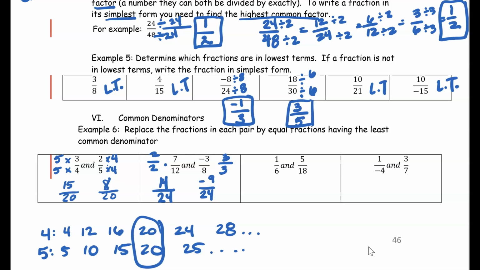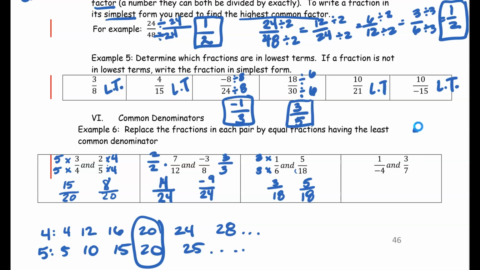Let's do 1/6 and 5/18. So this one, 18 is actually a common multiple. So you can leave this one alone and just multiply this one by 3 and 3. So 3 times 1 is 3. 3 times 6 is 18. And then we can leave this the same. That happens often when one of the fractions can just stay the same. And then 4 and 7, the least common multiple for those numbers is 28.